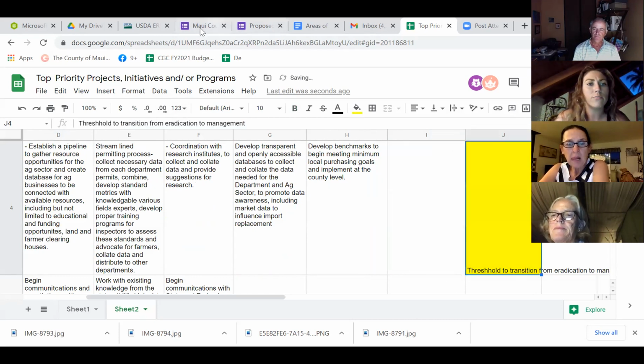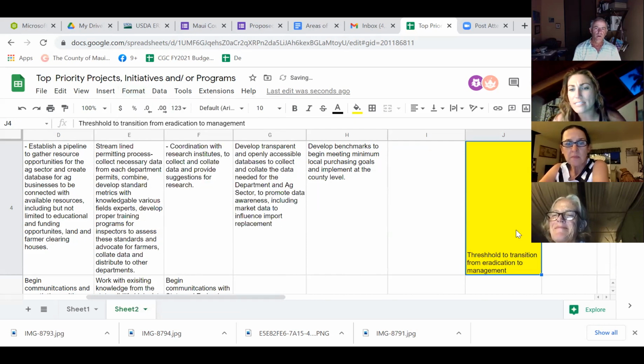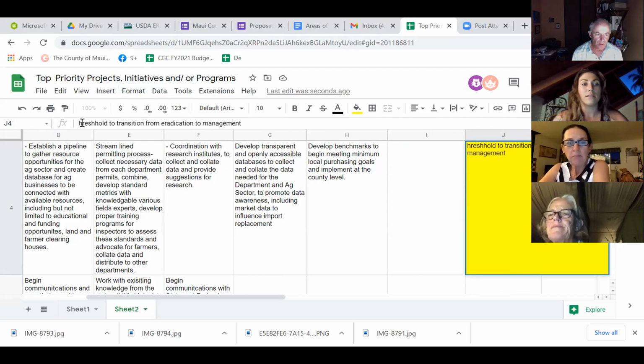And then this one, what does it say? Formatting. Oh my gosh, this box is killing me. A threshold transition from eradication to management. Okay, so develop the threshold to decide when to transition from eradication to management. That's what we were saying here, yeah? What is eradication? For invasive species. Oh, I think that would be good to put in there then. To transition from eradication to management of invasive.